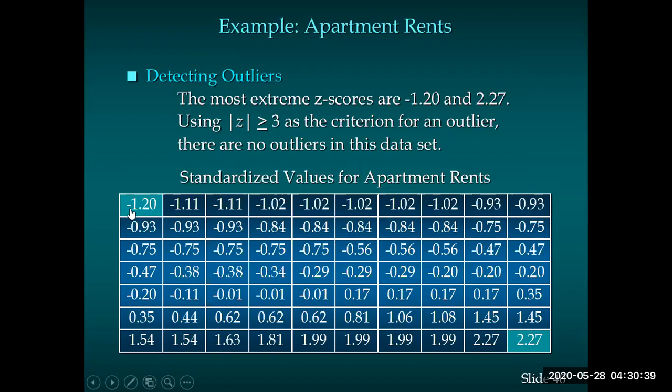You can see the lowest is minus 1.2 and the biggest is 2.27. So none of the data values seems to be an outlier, because all of them are in the absolute 3 range. Absolute means forget about the minus sign: from minus 3 to plus 3, or 3 on either side, is the range that has to be considered for detection of outliers. So in this data set, there is no outlier.